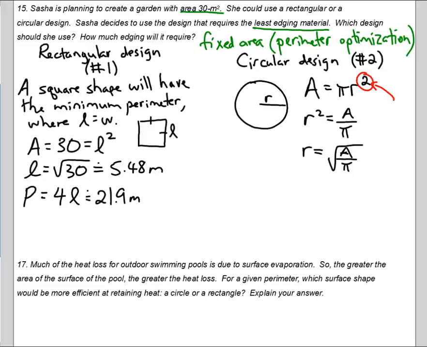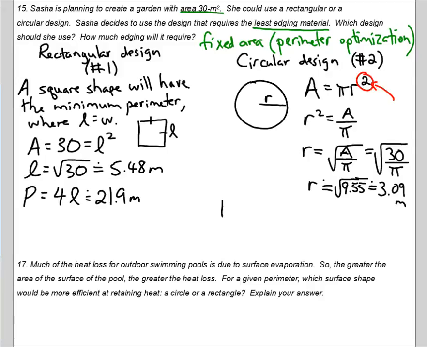Take the square root of both sides, and we'll get the radius is equal to the root of the area divided by pi. So if we enter in our numbers, we have the root of 30 divided by pi, which we have on our calculator, and we can work that out. 9.55 is the approximate for 30 divided by pi. The root of that is about 3.09.